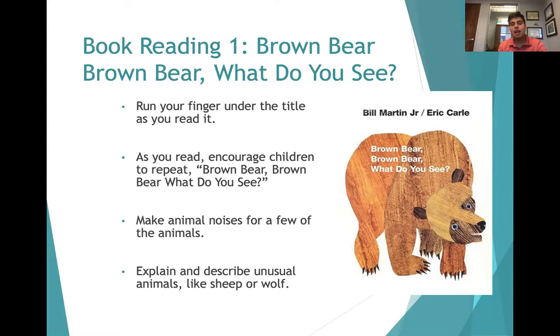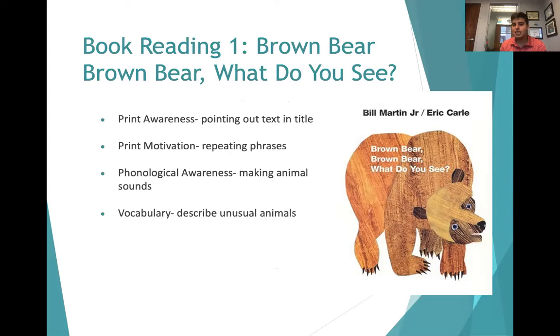So speaking of vocabulary, here are the 6 skills of early literacy. So this book read refers to print awareness, since we're pointing out text in the title. Print motivation, since we are repeating phrases. Phonological awareness, since we're making animal sounds. And then vocabulary, since we're describing unusual animals, like sheep.